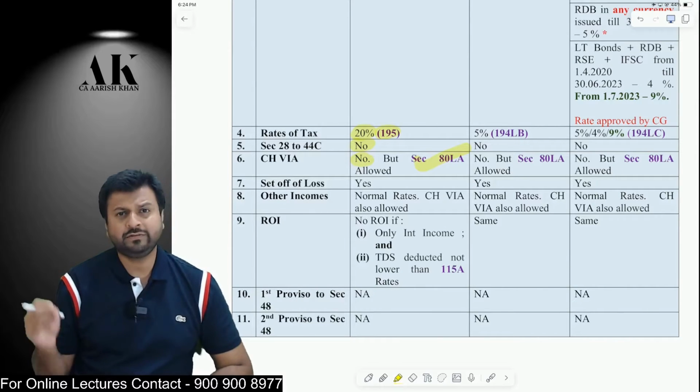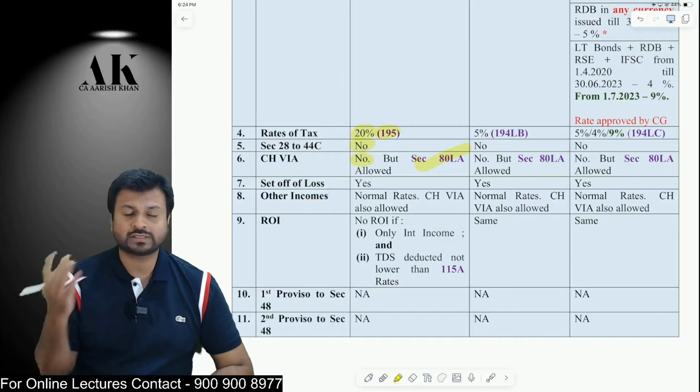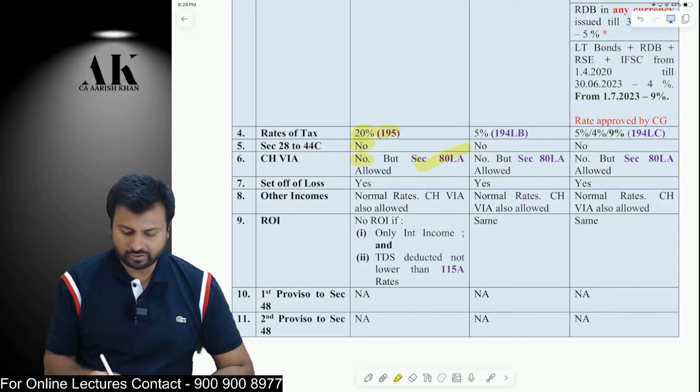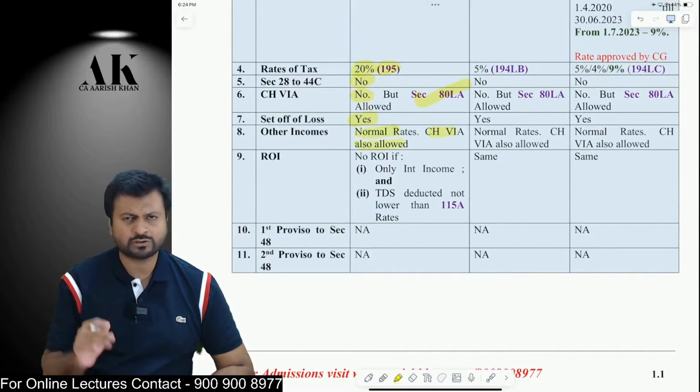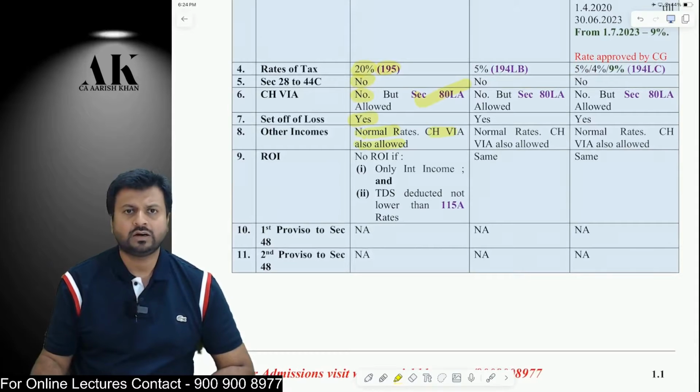Then what about if you have some other business in India in which there is a loss? If there is some other business in India in which there is a loss, you can set off that loss against this income. There's no harm in that. What about other income? Other income will be charged at normal rates, and chapter 6A will also be allowed against the other incomes. Chapter 6A is not allowed against the special income. Only ATLA chapter 6A is allowed against the special income.